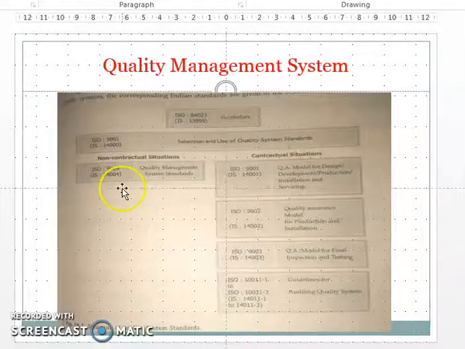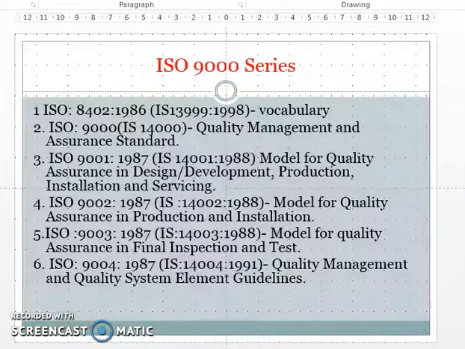Okay, now we see the same things are given here. ISO 8402, this is vocabulary.